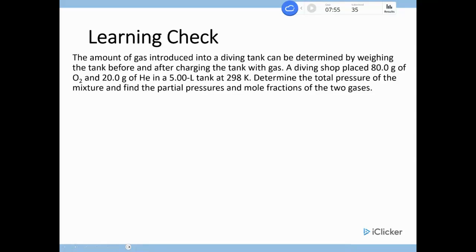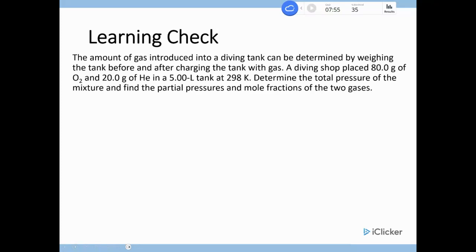Then this next question. So we have a diving tank, the tank that a diver would use to breathe underwater, that is being filled with oxygen and helium. We have a 5-liter tank, so volume's not going to change, and temperature is 298 Kelvin. We are determining the total pressure of the mixture, so the total pressure of both oxygen and helium in the tank, the partial pressures of each individual gas, and then also the mole fractions of the 2 gases.